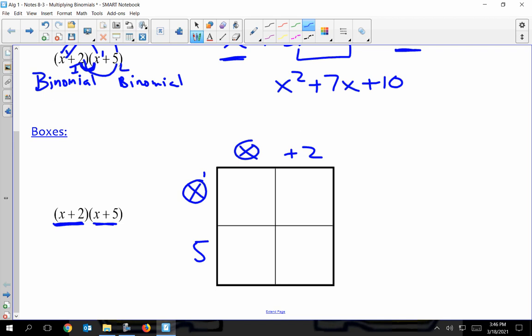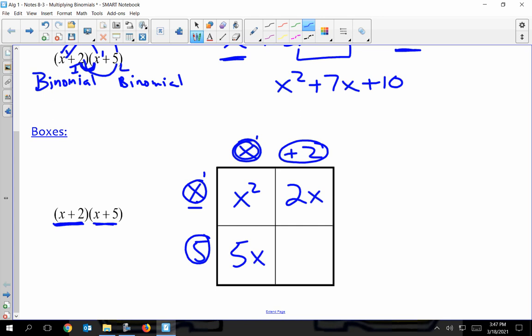So remember the invisible ones, and you're going to put that product right there. So x to the first times x to the first is x squared. I'm going to take this x that's on the left and multiply it to the 2 on the top, and that gets me 2x. Okay. I'm going to take this 5 and multiply it to this x, and that's going to get me 5x.